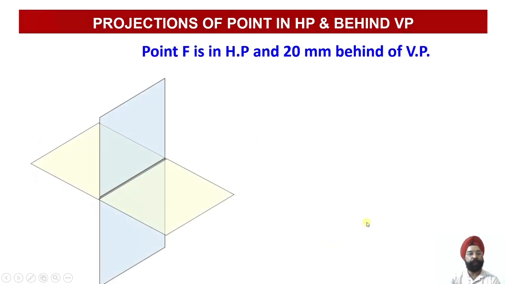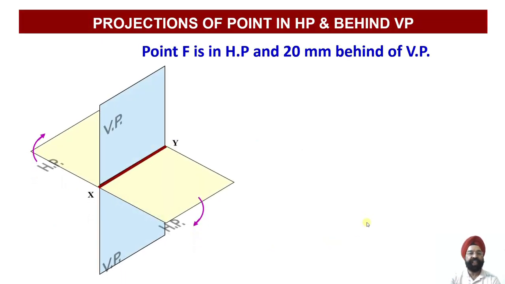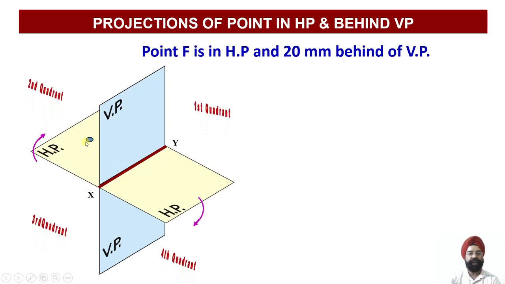Next we pick up the point F, which is lying on HP, but it is lying behind VP. So it is lying behind VP. How much? 20 mm behind VP. So this distance happens to be 20 mm behind VP. So we locate the coordinates of this point F. So since this point is once again lying on HP, its distance from HP is 0. So this point will happen to lie in both quadrants, second and third over here.